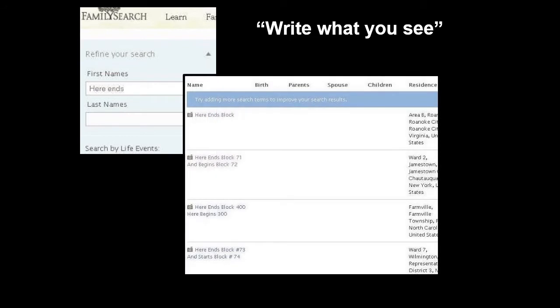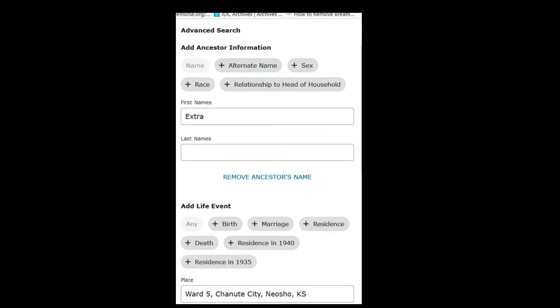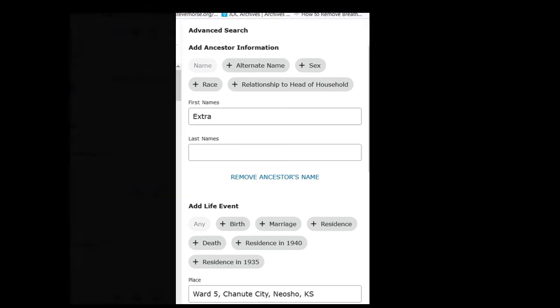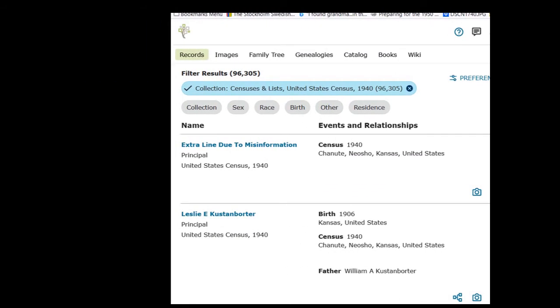And the reason that they're named that way is because the enumerators were told not to leave any line blank. And after they did a block, they were supposed to put down, after the block, here ends block 71, block 72, whatever. And the enumerators treated that as if it was a name. Here is a person whose name is Extra. Have you ever heard of somebody whose name is Extra? First name? Well, again, it turns out, and I mentioned this just a second ago about blank lines, that you couldn't leave a line blank. And so this person is actually extra line due to misinformation. Let me show you that.